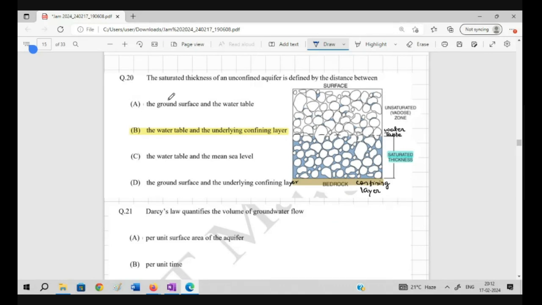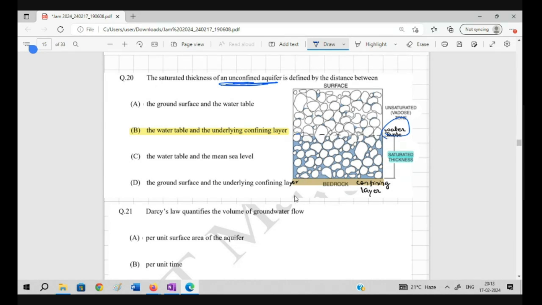It is asking about the saturated thickness of an unconfined aquifer. Okay, the saturated thickness of an unconfined aquifer is defined by which distance? So let me show you the unconfined aquifer. The unconfined aquifer at the top is marked by the water table itself. Here you can see this black color dotted line, it represents the water table. Okay, that's why it marks the top layer or top position of the unconfined aquifer.